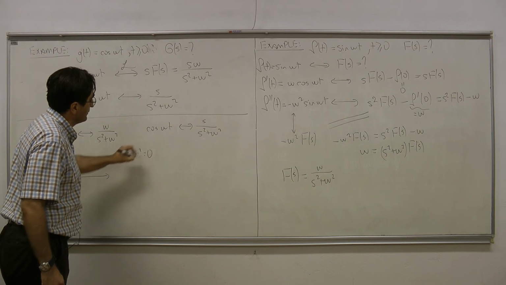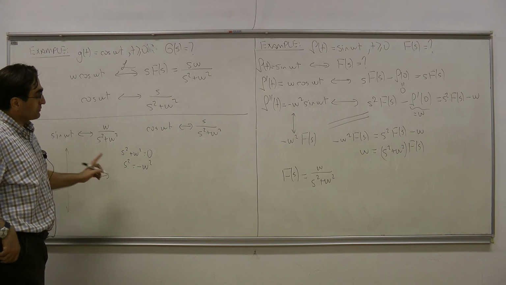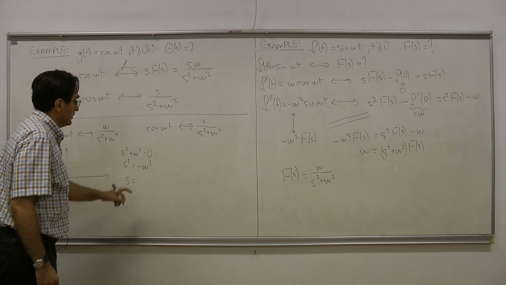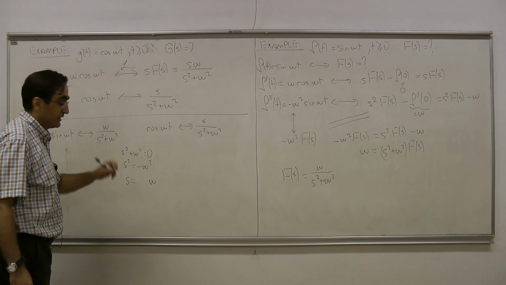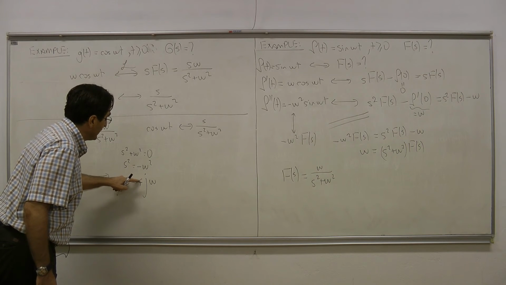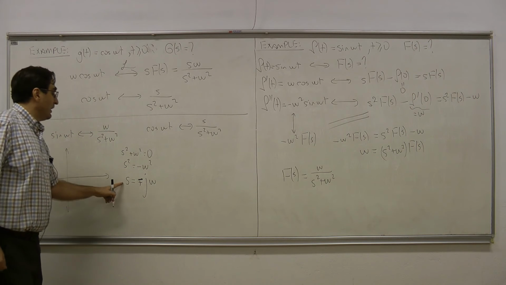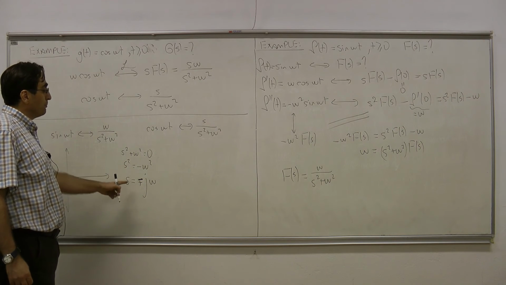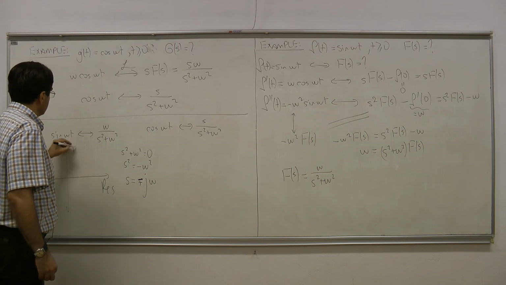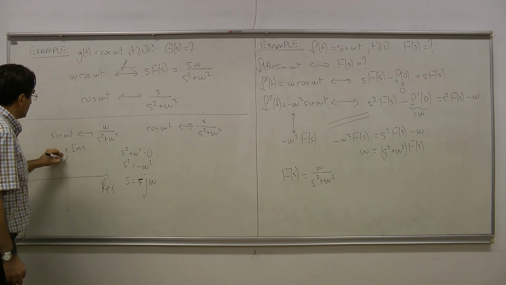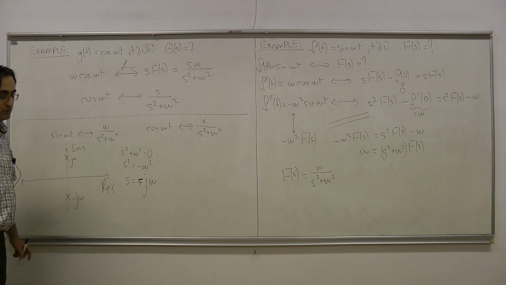s squared plus omega squared is equal to 0. Then s squared is equal to minus omega squared. Take the square roots of both sides. The square root of omega squared is omega. The square root of minus 1 is plus minus j. Remember, j is nothing but the number square root of minus 1. So I have s equals plus minus j omega. I have two poles for this Laplace transformation and no zeros. So I have one pole here at j omega, another pole at minus j omega, and no zeros.